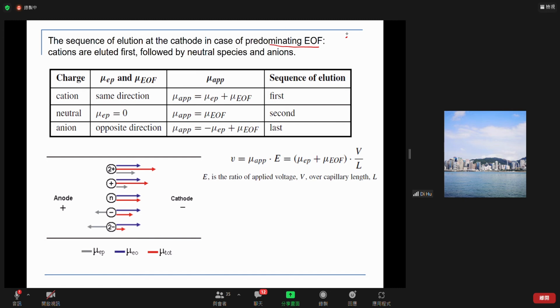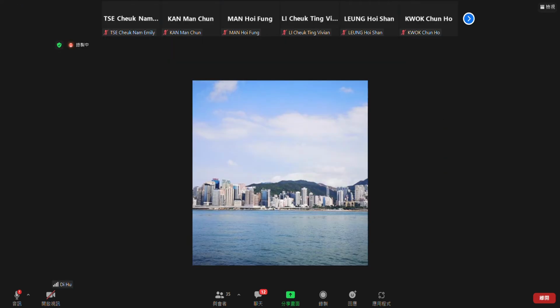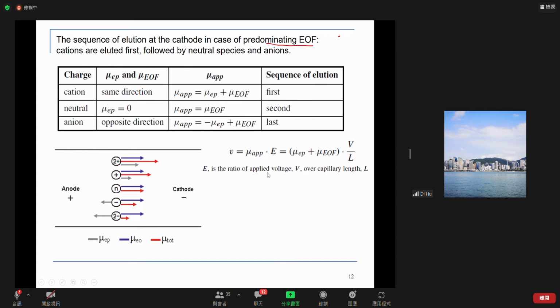What happened? Can you guys still see? Let me try one more time. I dropped out. This one? Can you now see the page?